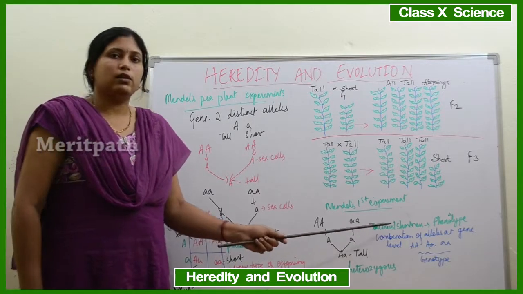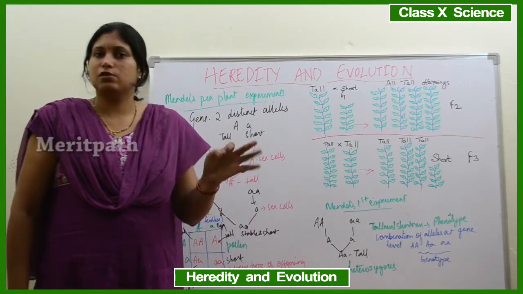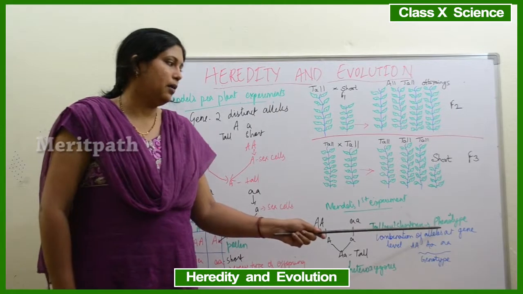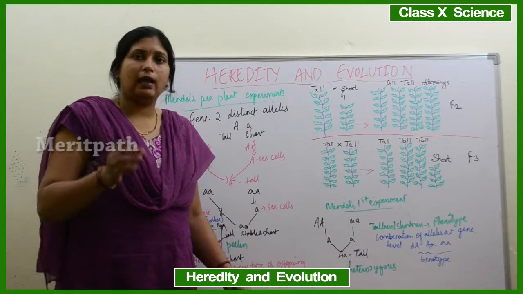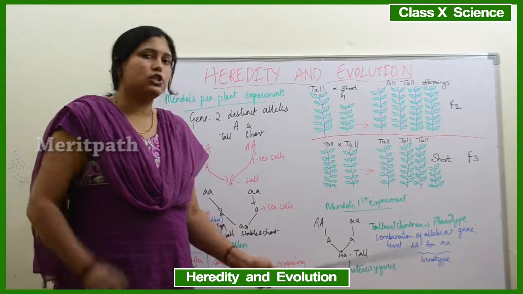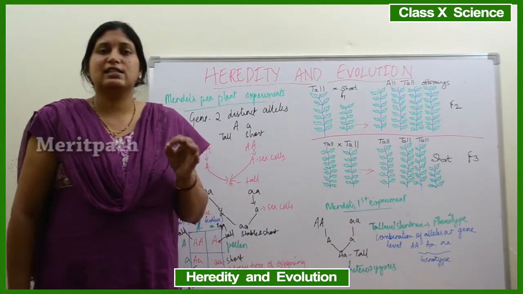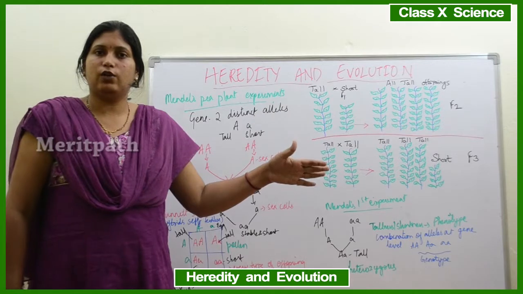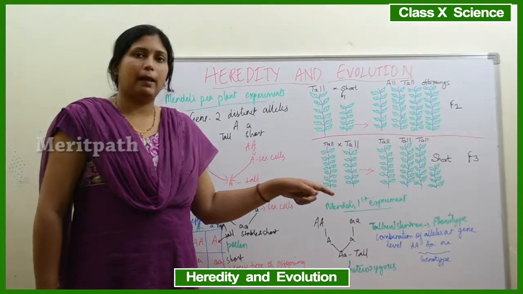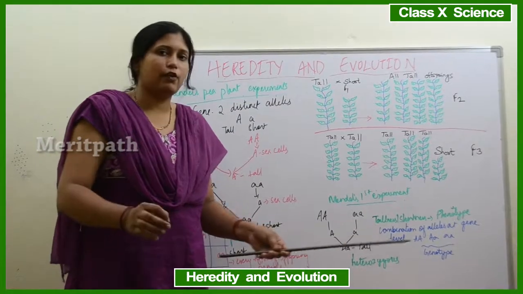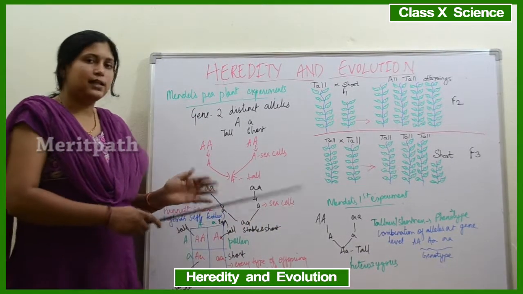Whether it is tallness or shortness, it is an expressed character, a visible character, and that is known as the phenotype. The combination of alleles at the gene level, whether AA or Aa, is known as the genotype. The phenotype is the externally visible character, the part of the genotype that is expressed. So this was Mendel's first experiment.